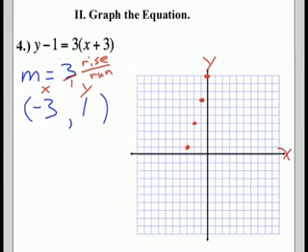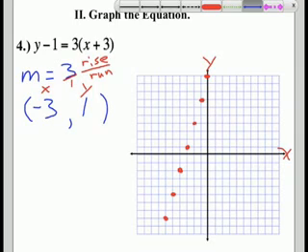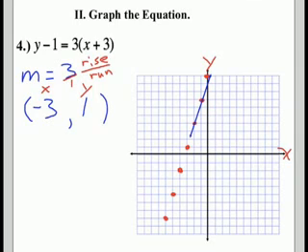Then we must put points on the other part of the graph, so we start at our first point again, and instead of going up 3 and 1 to the right, we go down 3 and 1 to the left. And we continue to do that until we fill our points all the way to the bottom of the graph. Once we are done drawing the points, now we draw a line connecting all those points, and now we have the graph of our equation y minus 1 equals 3 times the quantity x plus 3.